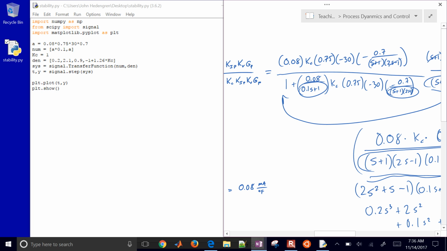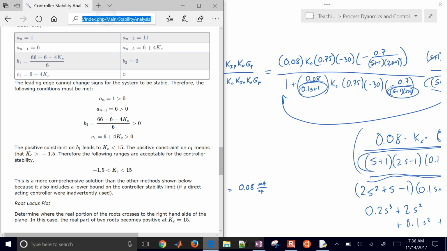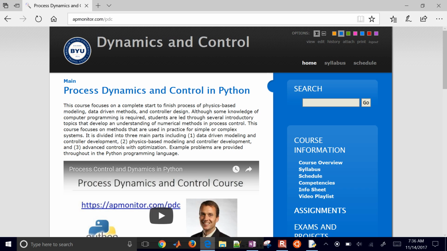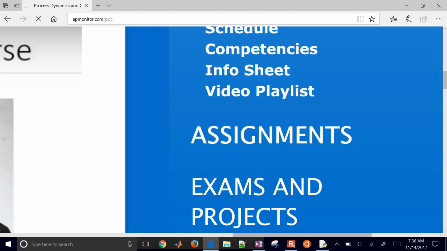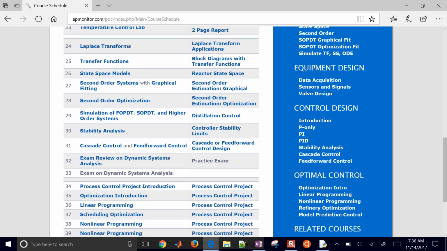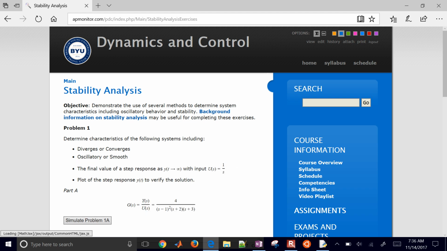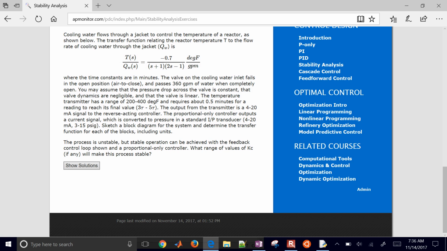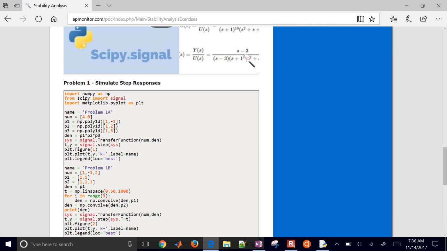Okay, just to get to the problem, I'll just show you the way to get here. Here's the course website, and you can get to it from assignments, and then just scroll down to controller stability limits, and this is problem number 3 that we just covered, and also have the solutions to all of them with additional source code down there below.